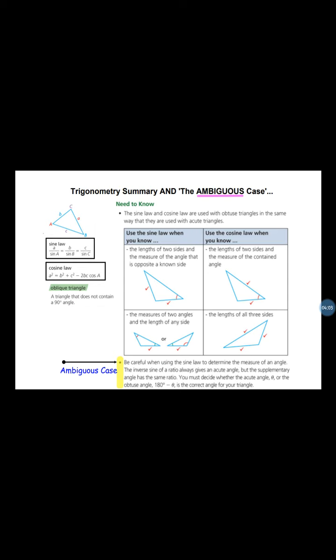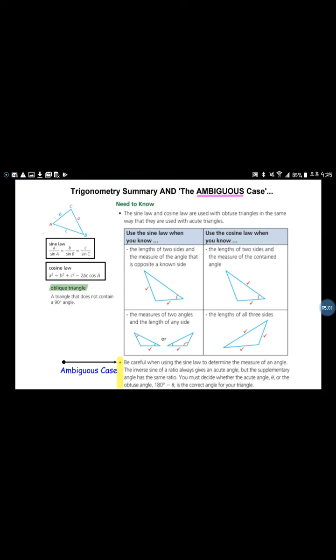We prefer to use it when we have the lengths of 2 sides and the measure of the contained angle. And the second situation is when the lengths of all 3 sides are given. Then we better use the cosine law because we don't know any angle this time. So you don't really have any choice in this situation.